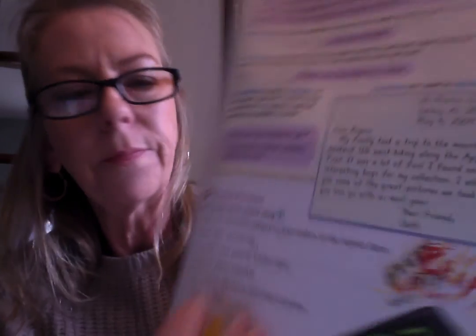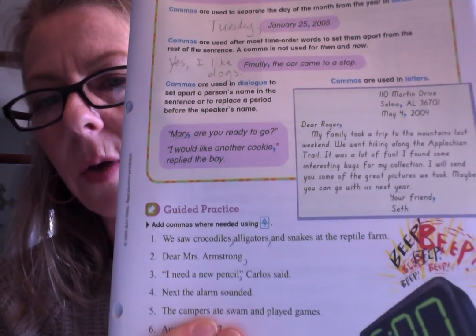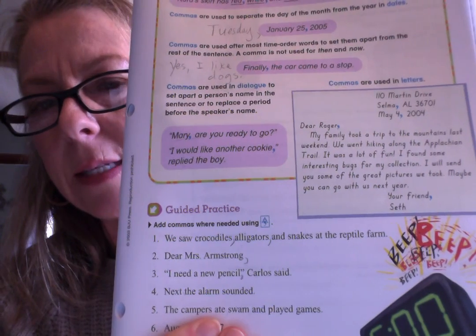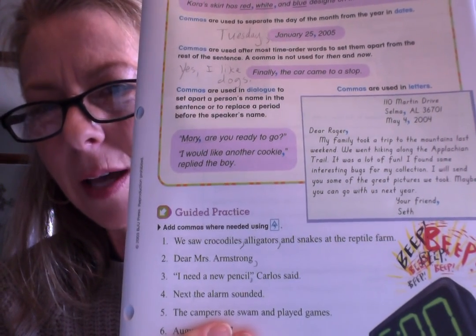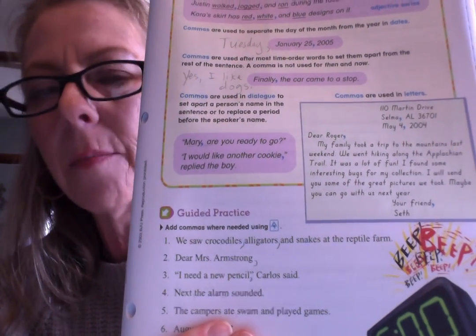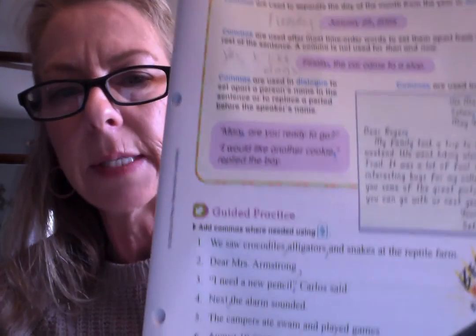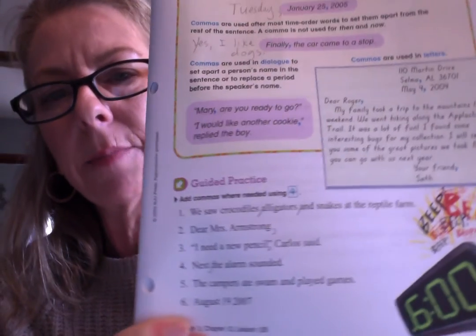Okay, number 4, we have a time order word. Okay, so we can read it like this. Listen to the pause. Next, the alarm sounded. Did you hear that little pause? Next is kind of set apart from the rest of the sentence, but it's still part of the same sentence. So we just put a comma after next. Next, the alarm sounded.